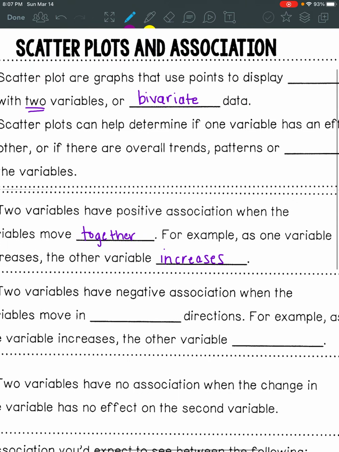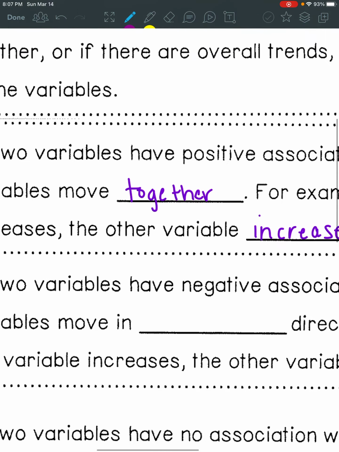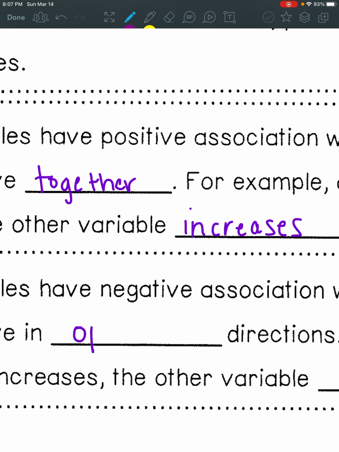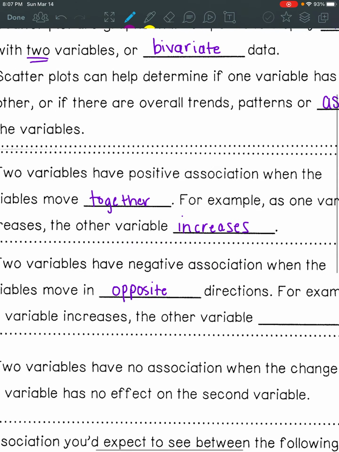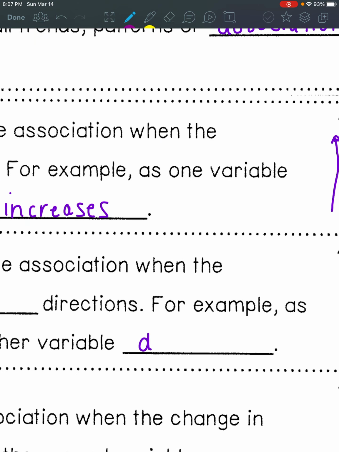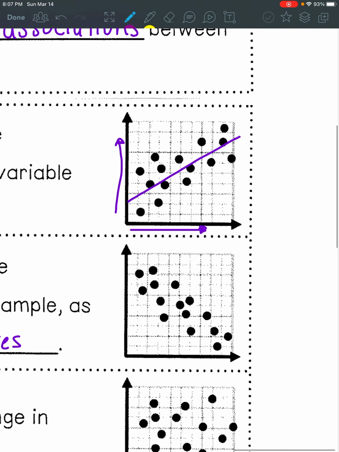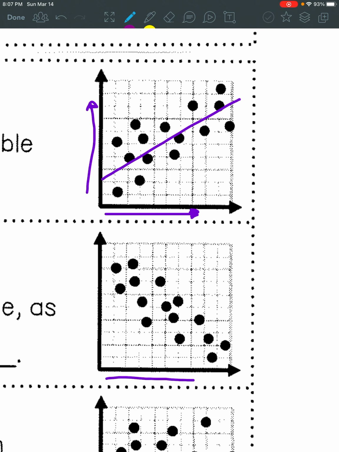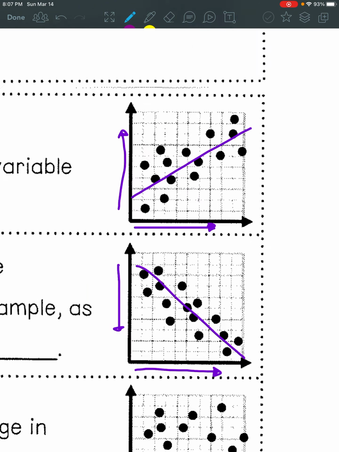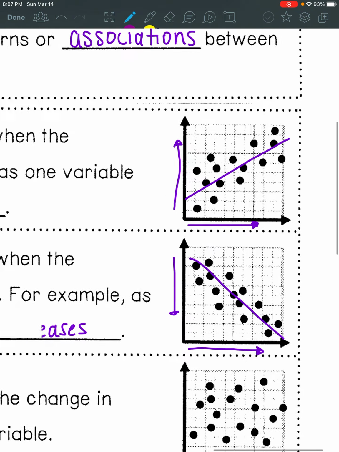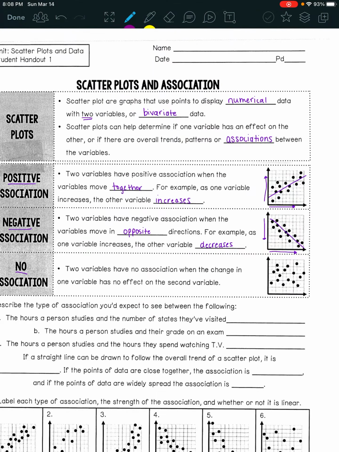Negative association is when two variables move in opposite directions. So for example, as one variable increases, the other variable would decrease. It looks like this over here. Your x-axis is always going to be increasing, but in this case, your y-axis is decreasing, and it has a downward slope on the graph.